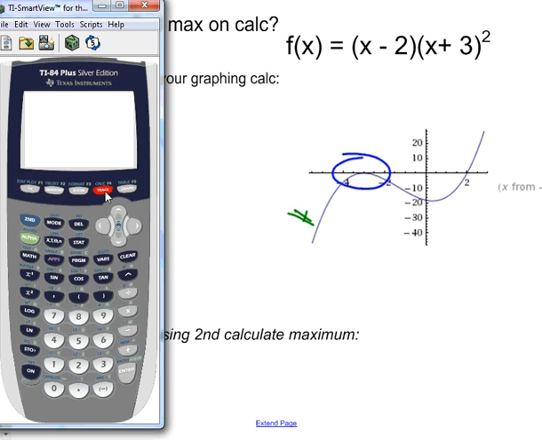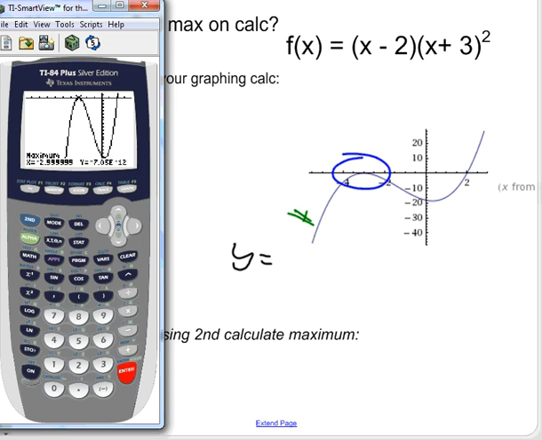And so then I go second, calculate. And I want the minimum or the maximum. Well, I started out talking about maximum, so let's do that. Let's do the 4. Left boundary, that means go just to the left of it. There's my little spider just to the left of it. I hit enter. And then go just to the right of it and hit enter. And then go right on top of it and hit enter. And it says an answer that at first makes sense. Negative 2.99999, that's about negative 3. And that makes sense to me.